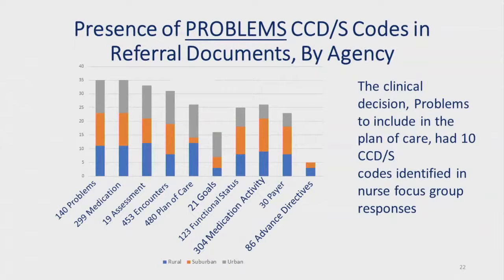So as you can see, the problems in medication on the far left, that information occurred in most of the observations, 35 out of the 36, whereas advanced directives occurred in 5 observations and did not occur in any of the urban observations, any of the urban referral information. So you see as the nurse is looking through the referral documents for information, there's a wide variety in the information the nurse needs. Questions?